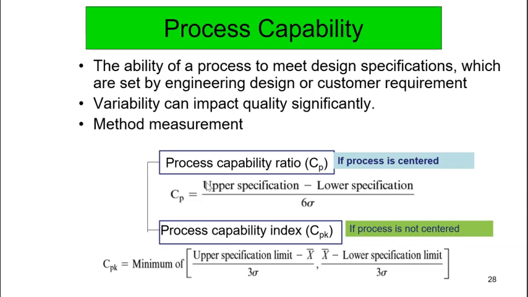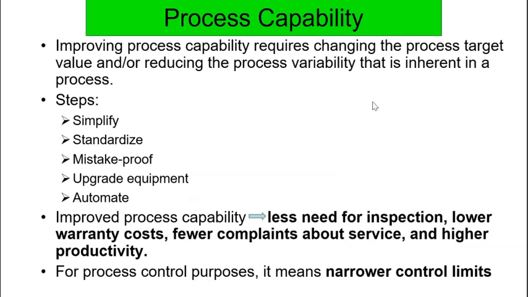This is for the process capability ratio, Cp, if the process is centered, and it has the 6 sigma. And for the process capability index, Cpk, the process is not centered. So these are the formulas. And for improving process capability, usually we have a target. The steps are simplify, standardize, mistake-proof, upgrade equipment, and automate, and it will automatically improve the Cp or Cpk numbers.